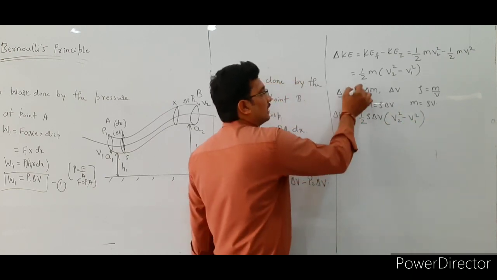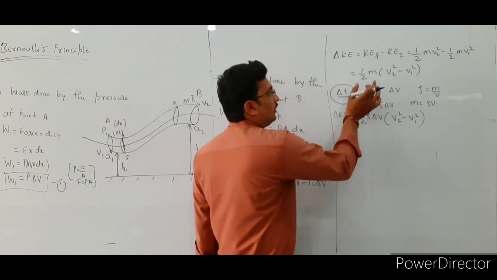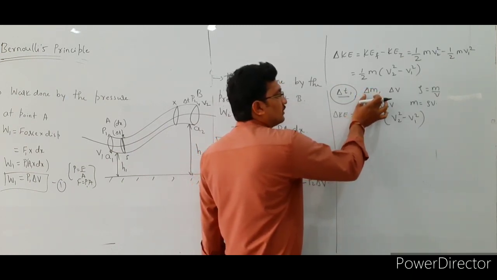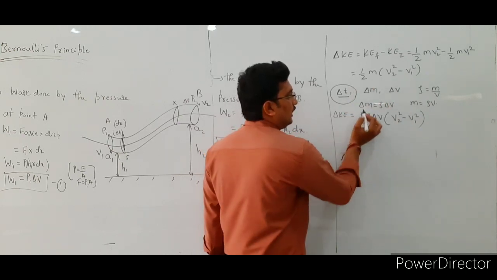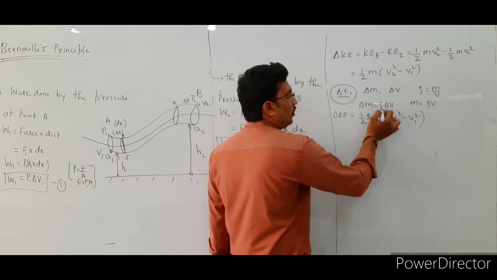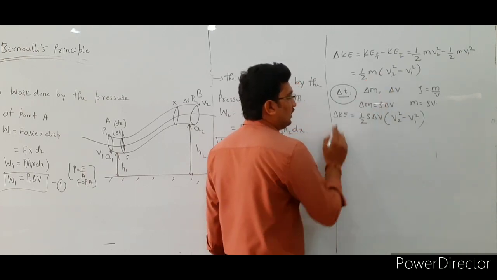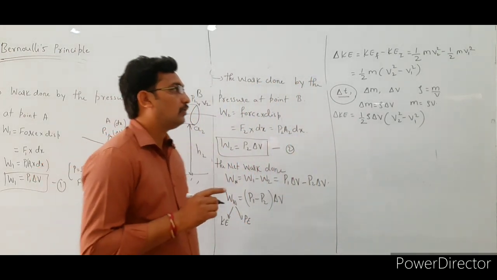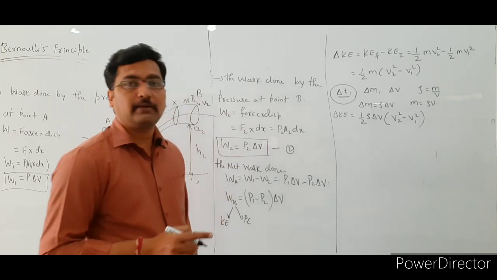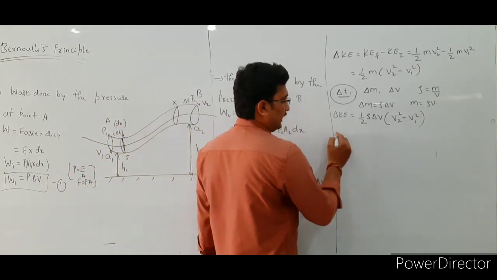See here, we consider a very small time interval, that's why the mass of the liquid also changes by a very small amount, that is del m. With the help of the definition of density, del m is equal to rho into del v. So substitute this value in this expression, then the change in kinetic energy is equal to 1 by 2 rho into del v bracket of v2 square minus v1 square. So this is the change in kinetic energy.